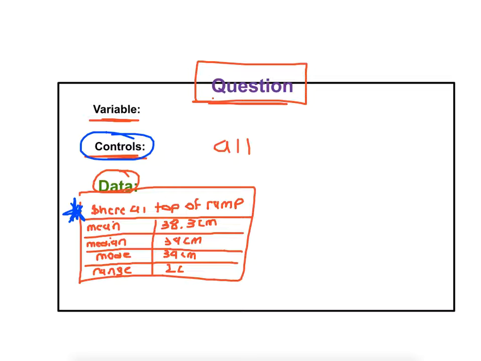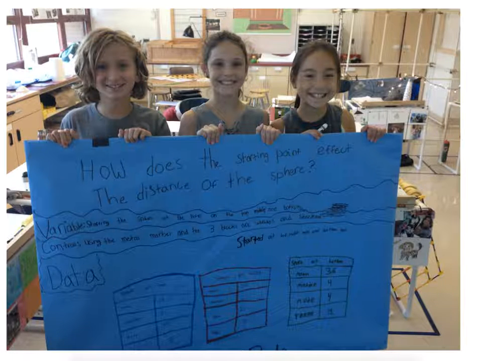Once that is complete and your group is ready, you want to find another group that is also ready. You want to trade posters with them. Take a look at their poster. For instance, this group asked, how does the starting point affect the distance of the sphere? Notice that it says sphere at top in their first data.